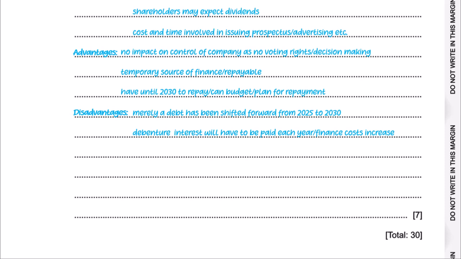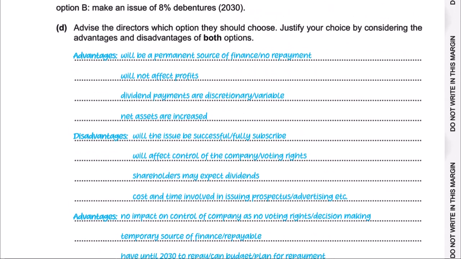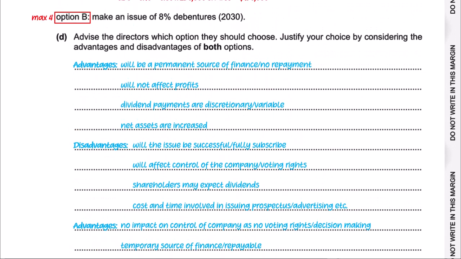Another very significant point, that interest payment on debentures is compulsory, whether the company is in profit or loss. This is a fixed cost. Finally, the principal amount will have to be repaid in 2030, and if there is a need for cash at that time, it could become a problem. Okay, I hope the points are clear now. For option B as well, there is a maximum cap of 4 marks, so you can write more than one advantage and more than one disadvantage, but I advise you not to write more than 2 for each.